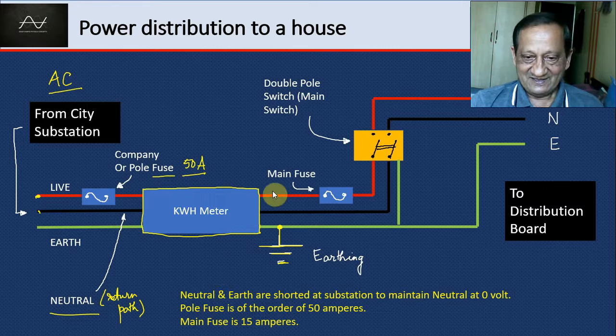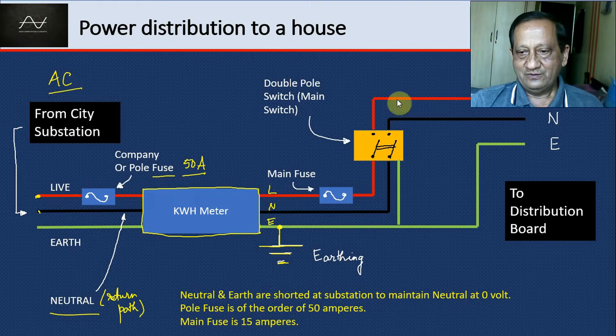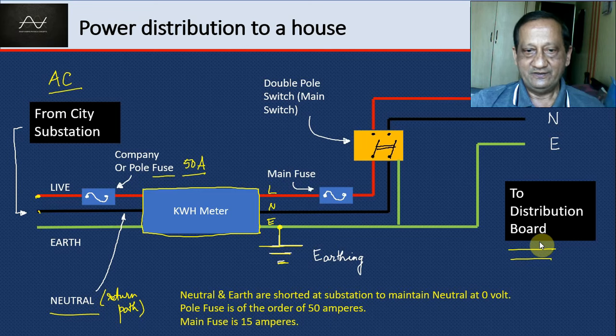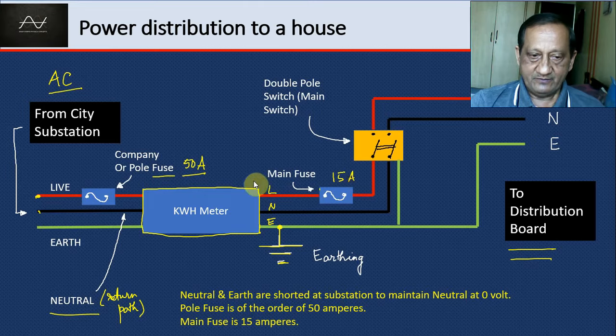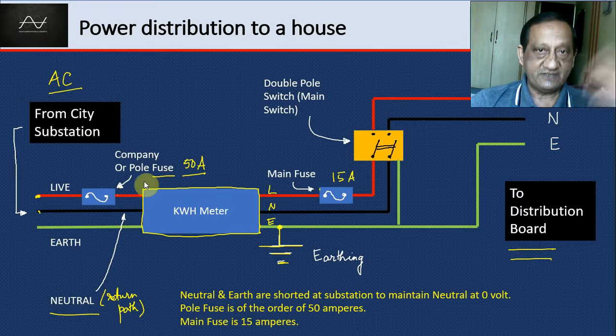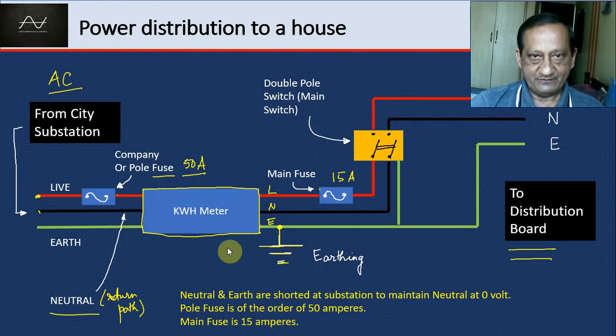And then these live, neutral, earth wires are coming out from that meter and they go to the distribution board. From there, wires are drawn out into the various parts of the house. Then in the live wire itself, you put another main fuse that is usually 15 amperes, because this is coming from the company, from the pole. From this pole, he may be serving many houses. That is why 50 amperes. But in your house, you need only 15 amperes, and that is how it goes.